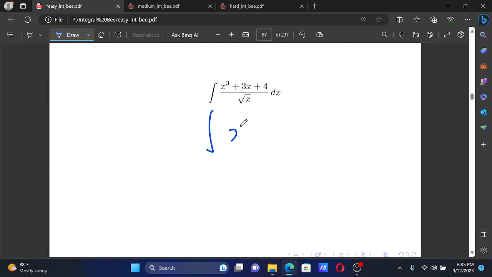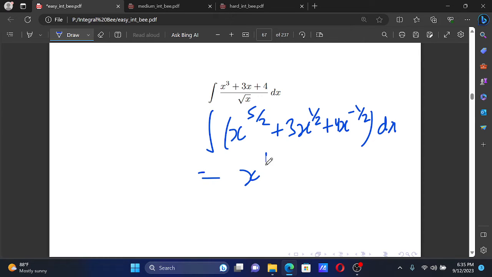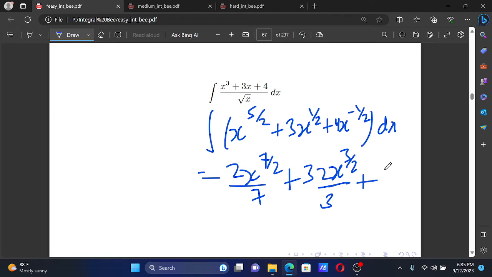For this one, we can just divide it. It's 3 minus 1 by 2, that's 5 by 2, plus 3 times x to the power 1 by 2, plus 4 times x to the power minus 1 by 2 dx. Now we'll just take integrations. It's x to the power 7 by 2 by 7 by 2 plus 3 times x to the power 3 by 2 by 3 by 2 plus 4x to the power 1 by 2 by 1 by 2 plus c.